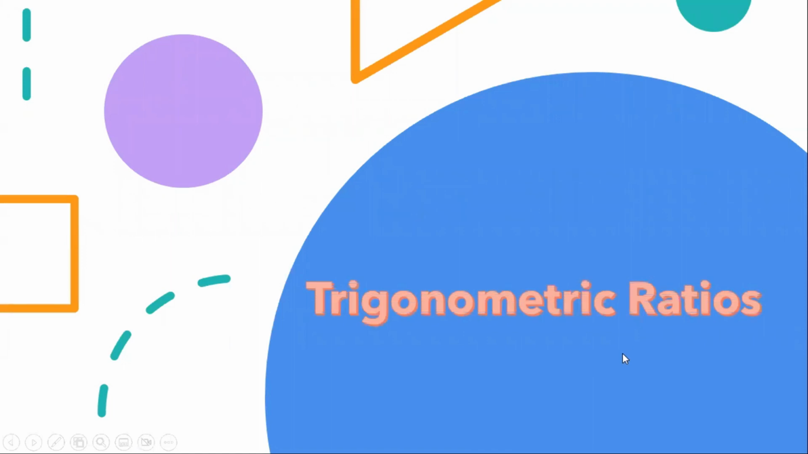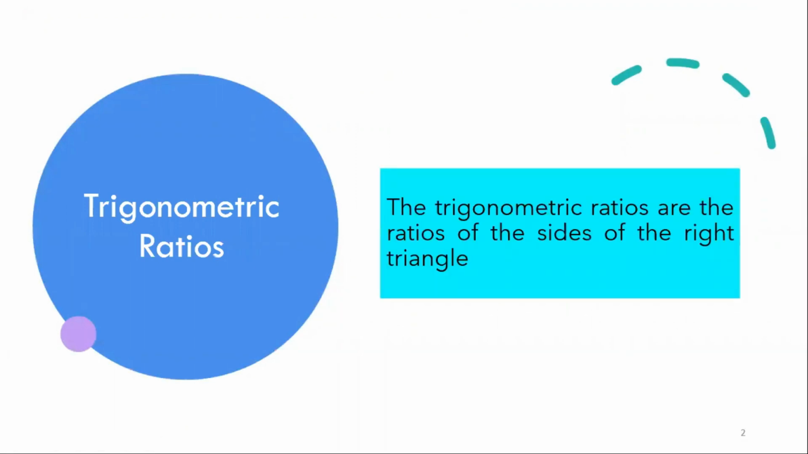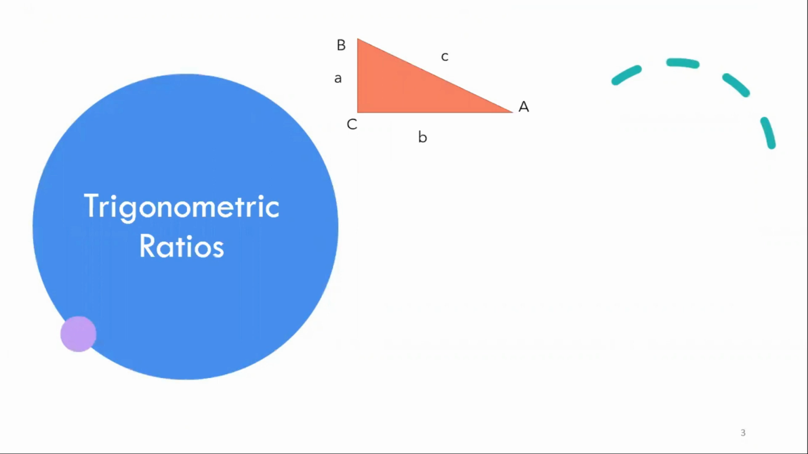Hello again, this video is all about trigonometric ratios. So what are trigonometric ratios? These are actually ratios of the sides of the right triangle. So we have sides A, B, and C.